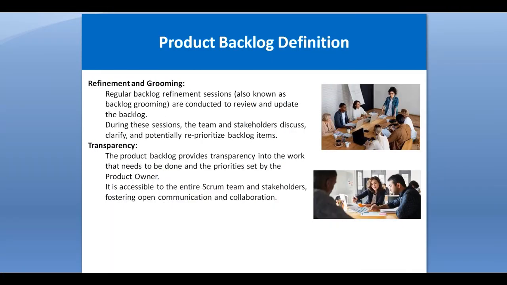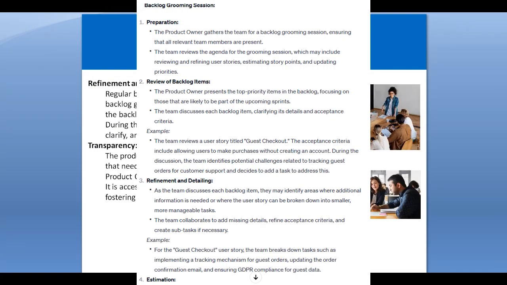Then refinement and grooming. Generally it is called a backlog grooming session as well. In these sessions, the Scrum development team and stakeholders discuss, clarify, and potentially reprioritize the backlog items, that means the feature set which is available. With the passage of time, if there is any need to reprioritize or redefine the items, or to review and update the product features, we can have our refinement and grooming session.